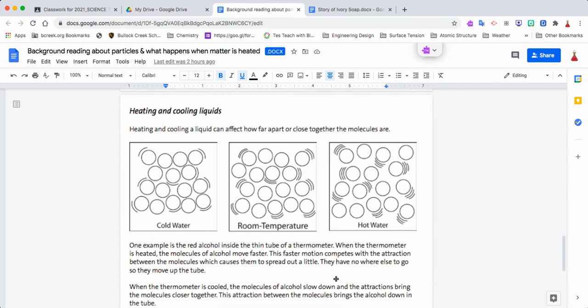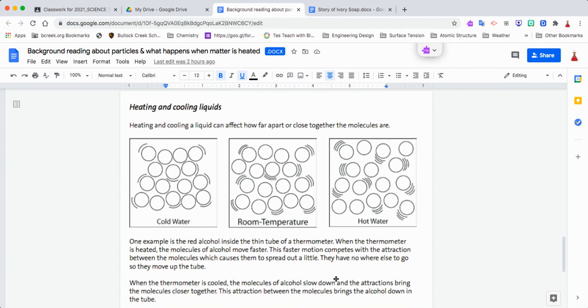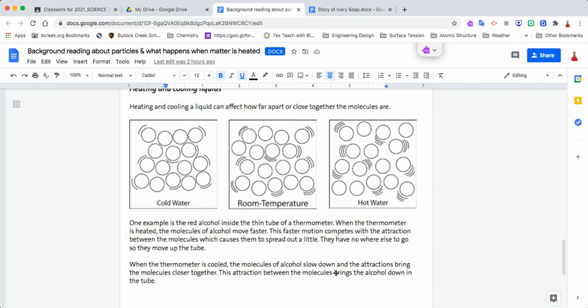So one example is the red alcohol inside the thin tube of a thermometer. When the thermometer is heated, the molecules of alcohol move faster. The faster motion competes with the attraction between the molecules, which causes them to spread out a little. They have nowhere else to go in an enclosed space like that glass tube of a thermometer, so the molecules move up the tube. When the thermometer is cooled, the molecules of alcohol slow down and the attractions between the molecules make them draw closer. This attraction between the molecules brings the alcohol down in the tube.